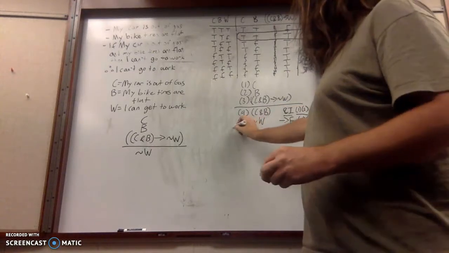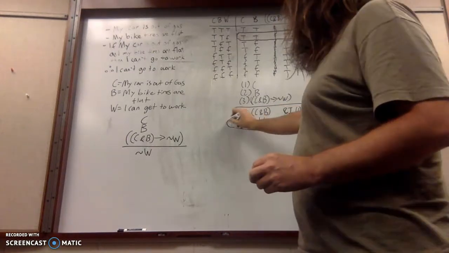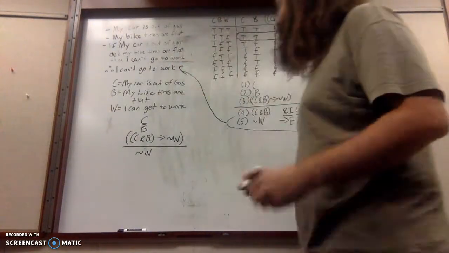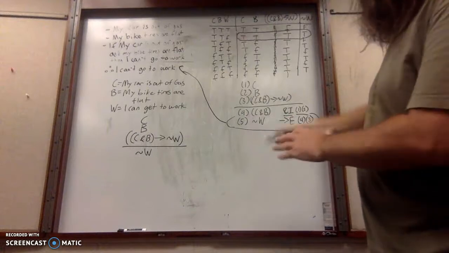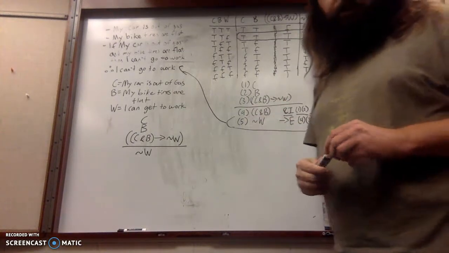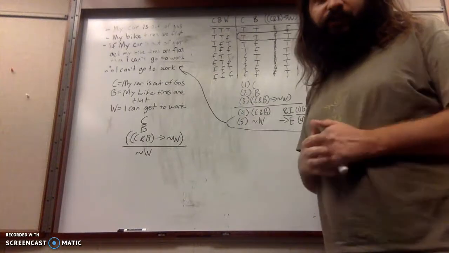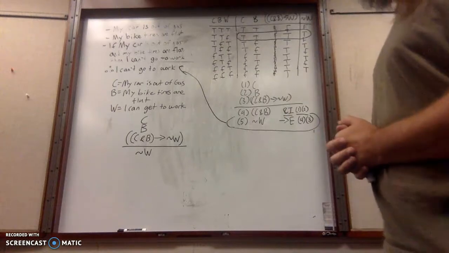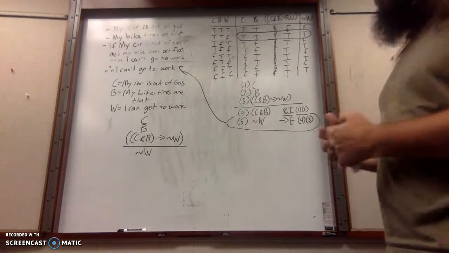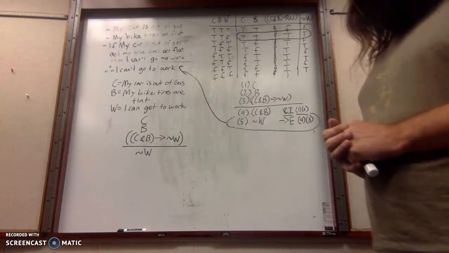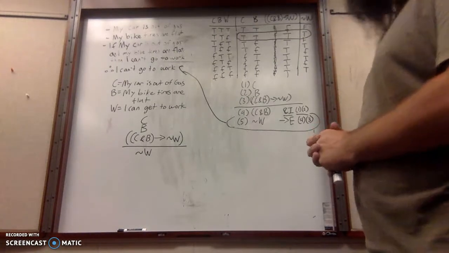Now, this is the conclusion I was looking for. This means the same thing as this: I can't go to work, not W. Therefore, I've used the rules of logical proof to effectively prove my conclusion. These tools really aren't that hard. They're actually surprisingly simple. You just have to figure out how they work. And once you figure out how they work, it's actually really easy to do this.